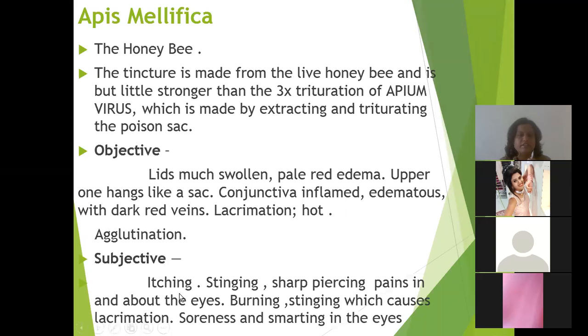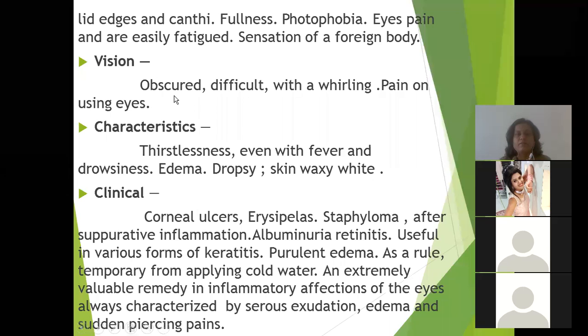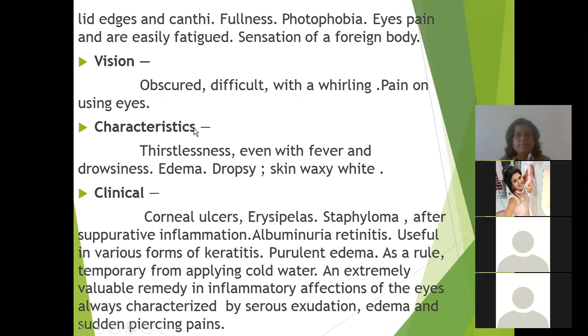So subjectively, the patient feels an itching in the eyes with stinging, sharp piercing pain in and about the eyes. There is a burning, stinging, which causes lacrimation and soreness and smarting in the eyes, lids, edges, and canthi. There is a fullness sensation in the eye with photophobia. The eyes are easily fatigued, with a sensation of a foreign body. Then vision: vision is obscure, difficult, with whirling and pain on using the eyes.